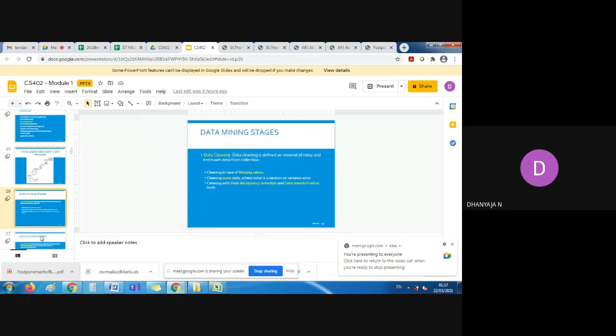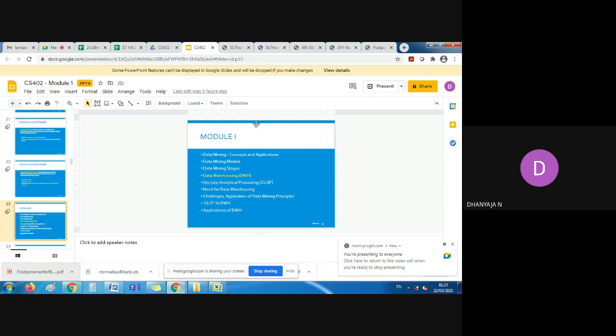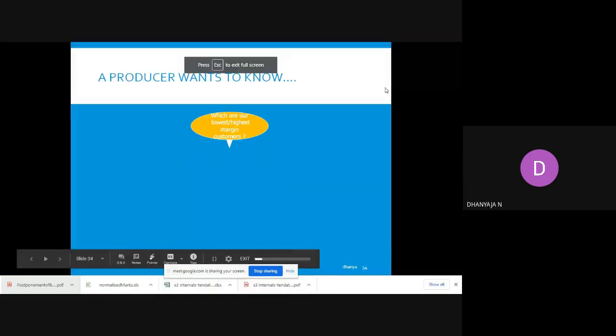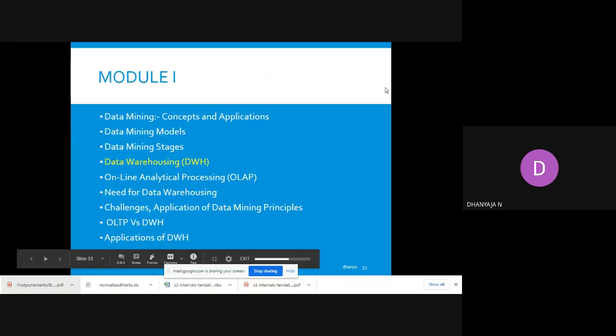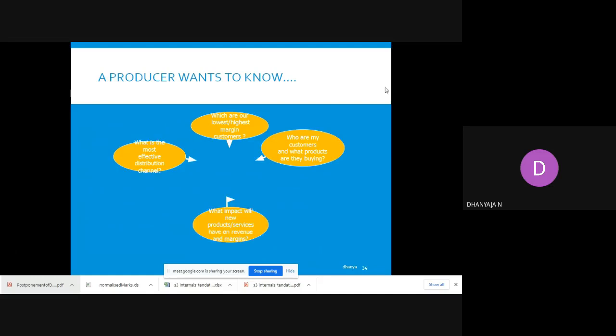Then data warehousing stages. Here you can see what a data warehouse will do. Producers want to know in all these aspects we can use it, right?